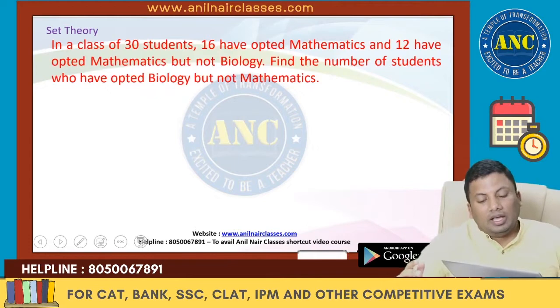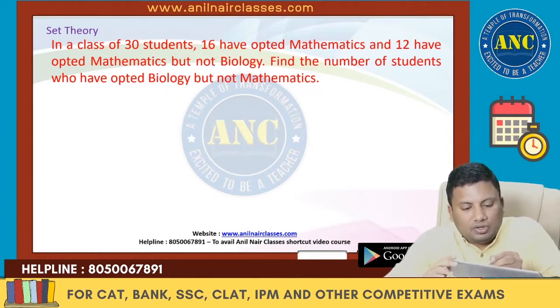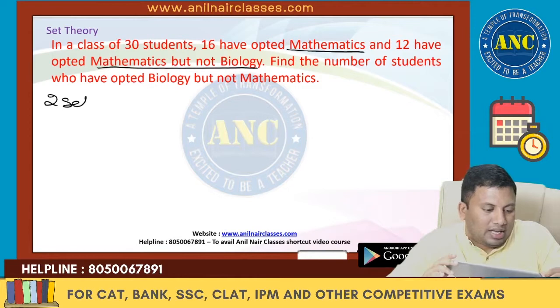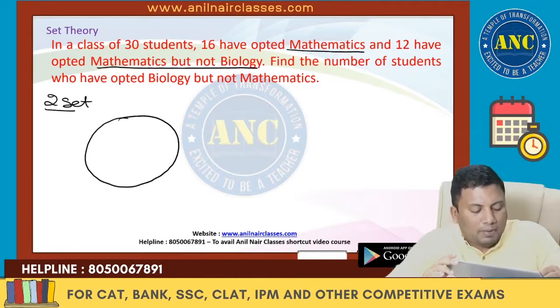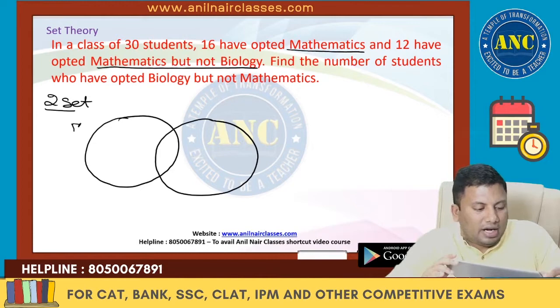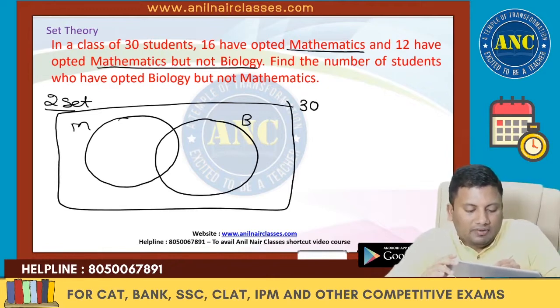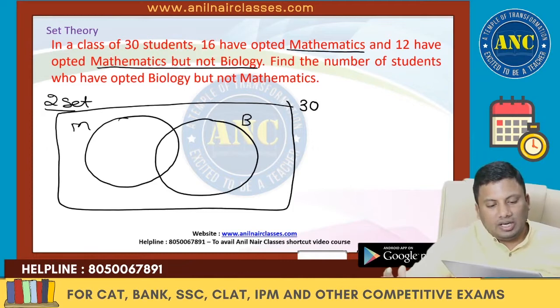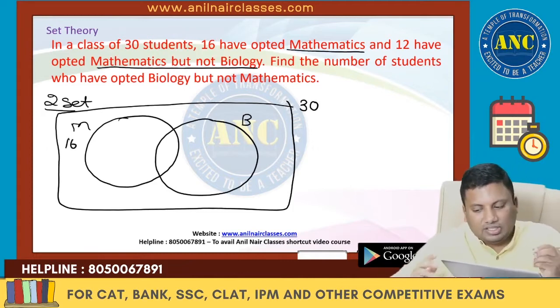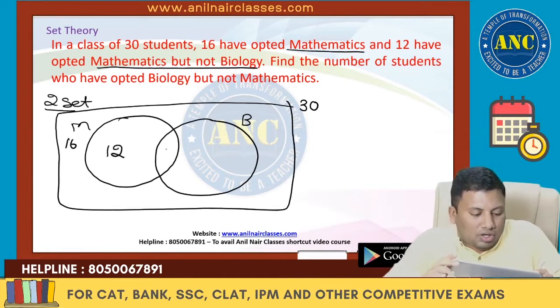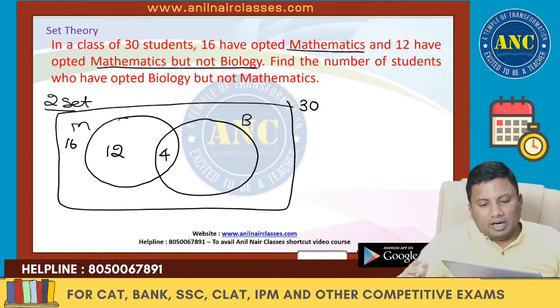Question number 3. In a class of 60 students, people opted mathematics and mathematics but not biology. It is a two-set diagram. So there are people who like mathematics and there are people who like biology, only maths, only biology, maths not biology, all that is given. 16 have opted for mathematics. 12 have opted for mathematics but not biology. So remaining will be 4. Find the number of students.